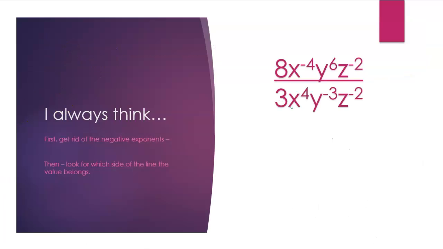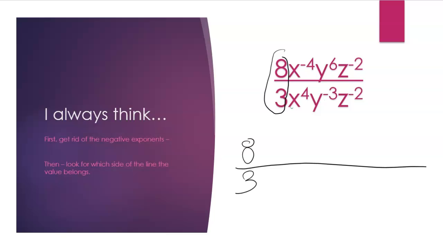I always think that if you see negative exponents, draw the line, put everything where they belong, and then do the multiplication. Okay, so I see negative exponents, I'm going to draw the line. This 8 and 3, they have no factors in common, so they're just going to stay 8 and 3. X to the negative 4, that's a negative, it has to go to the bottom. Y to the 6th, that's positive, it's going to stay at the top. Z to the negative, that's going to go to the bottom.